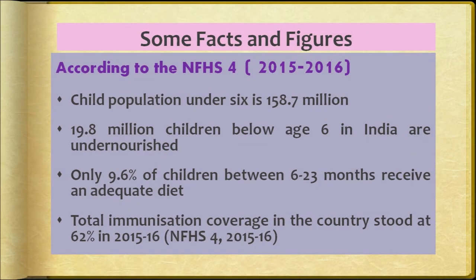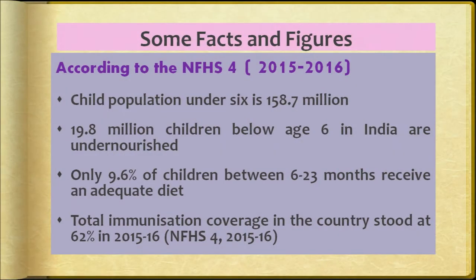According to several surveys set up by the government, and this is the National Family and Health Survey, the NFHS 4 survey, child population under 6 is 158.7 million. 19.8 million children below age 6 in India are undernourished. Only 9.6% of children between 6 to 23 months receive an adequate diet.